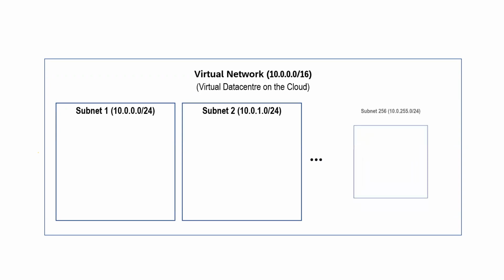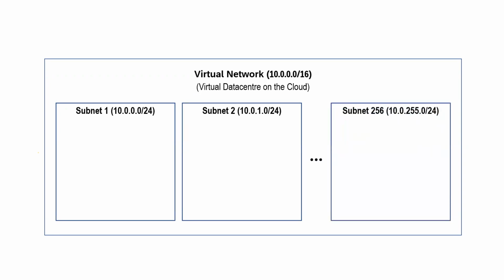Likewise, you can have up to 256 subnets. In one virtual network, you can create up to 256 subnets. For example, 10.0.0.0 up to 10.0.1.0, till the last one, 10.0.255.0. So this will be your 256th subnet. Since it is starting from 0, instead of 255, the total count is 256. So is it clear till now? You can create up to 256 subnets in your virtual network.